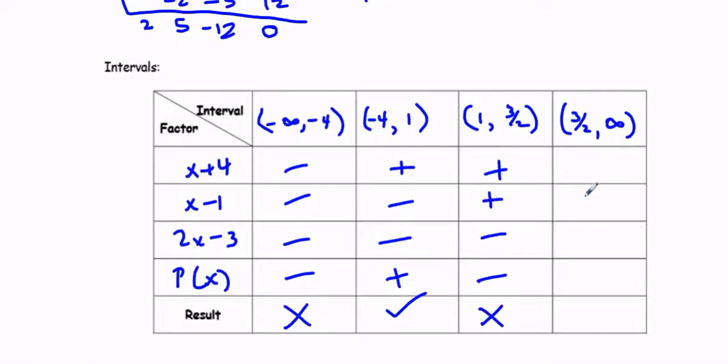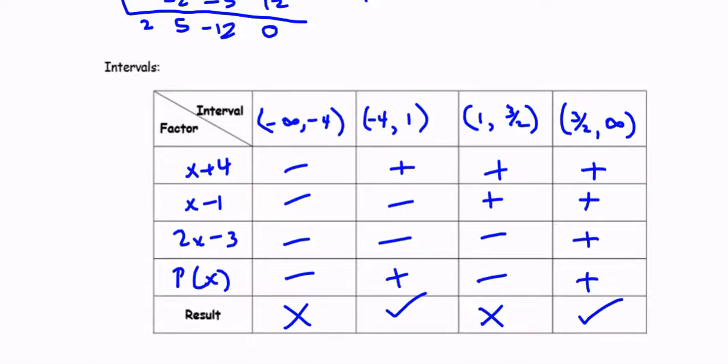Now we're going to go from 3/2 to infinity. So pick a big number like 100. So 100 plus 4 is a positive value. 100 minus 1 is a positive value. 100 times 2 minus 3, well, that's also positive. And when I multiply 3 positives together, I get a positive. And again, that's something that we want.